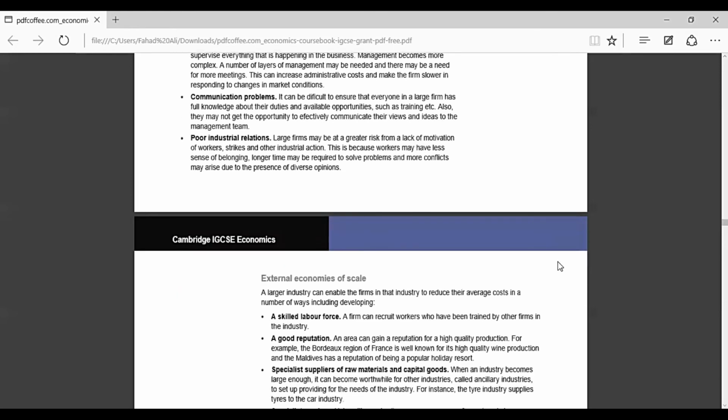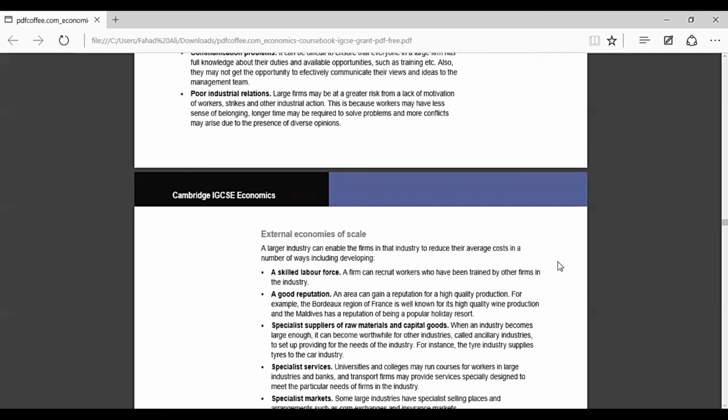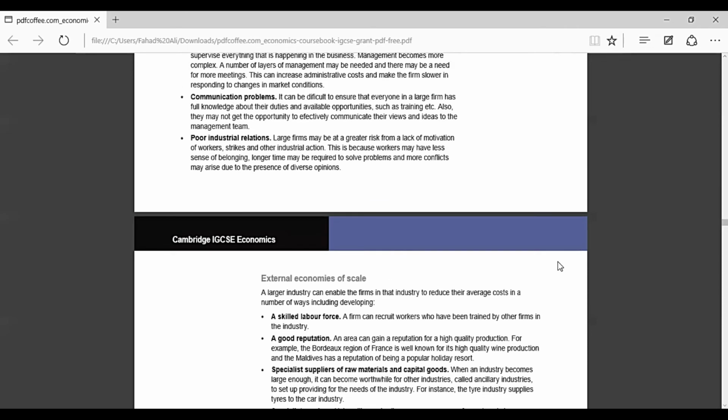The second one is communication problem. This also creates demotivation in the employees. Why? Because every employee wants to interact with the manager of the business, with the owner of the business. If the owner could not interact with every employee, the employee would feel demotivated because that employee doesn't feel important enough for the company. So again, communication problem gives rise to demotivation of the employee.